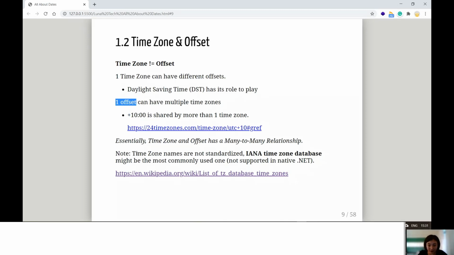And also interestingly, the time zone names are also not standard. Some people think the IANA time zone database is the most commonly used one, but that's not supported in native .NET. So if you want to know all the time zones, it's better to check the documentation.